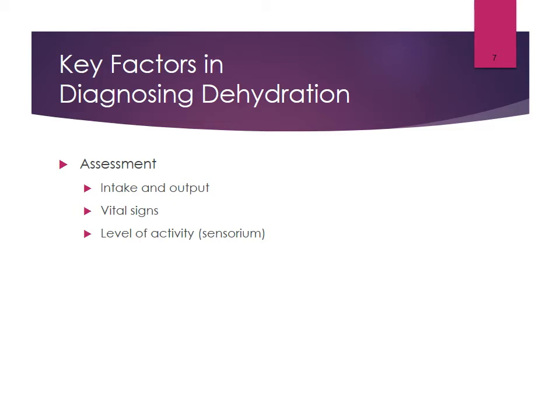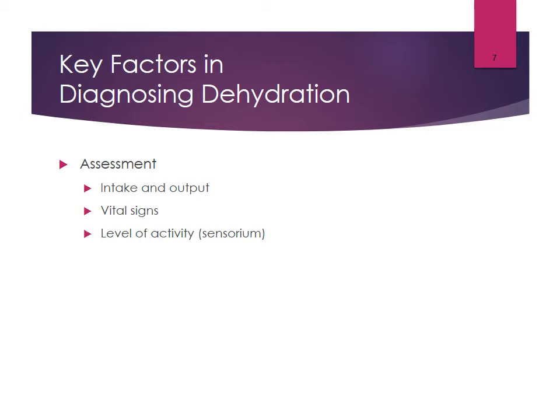When we look at the vital signs, fever increases the metabolic rate and fluid requirements. Pulse can be rapid, weak, or thready with dehydration. Increase in respiratory rate, compensating for metabolic acidosis, accompanies dehydration. Blood pressure may be decreased in moderate and severe dehydration. This is a late sign of hypovolemia.